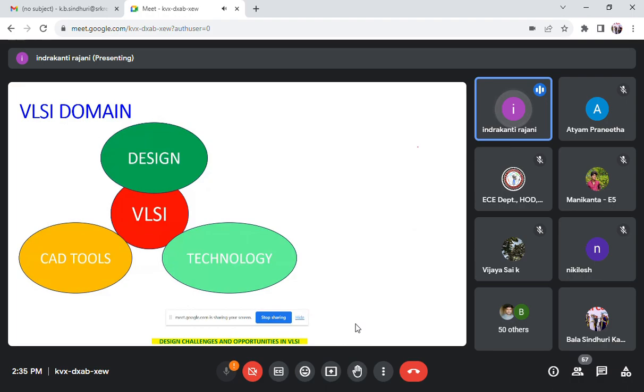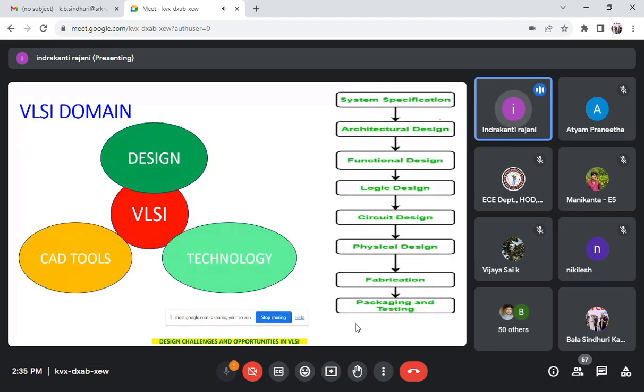In that, nanotechnology plays a role in the design part. In the design part, there are a lot of steps included, like system specification. All of you may be aware of this. This is a fundamental procedure followed: system specification, architectural design, functional design, logic design, circuit design, physical design, fabrication, packaging, and testing. So VLSI is mainly about designing, making, and testing integrated circuits.